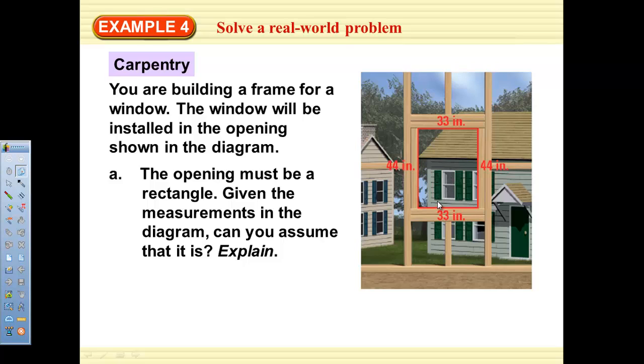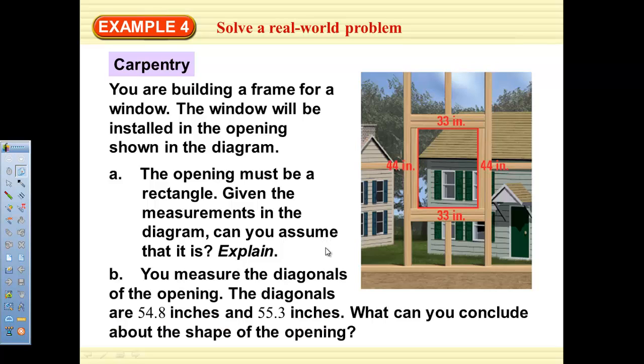But all we know right now is that opposite sides are congruent. Since we only know that opposite sides are congruent, all we can assume is that it is a parallelogram. We don't know if these are right angles right here and here and here, so we don't know anything more than it's a parallelogram. So that would be the answer to the first part.